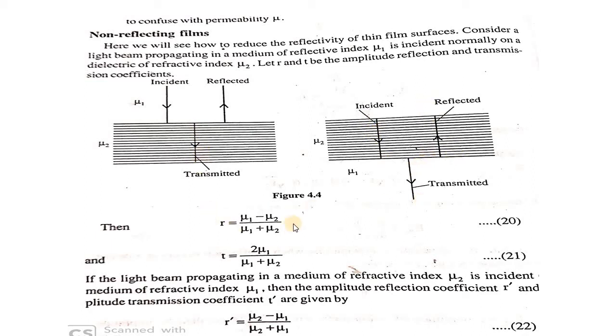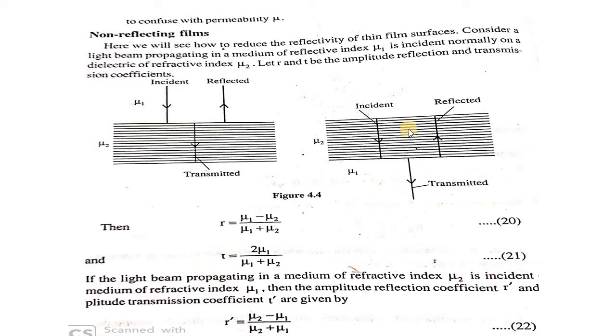And we are having the expression, and I'm not going to discuss how you got this expression, you just take it for granted: R is equal to mu1 minus mu2 divided by mu1 plus mu2, and similarly the transmission coefficient is 2 mu1 divided by mu1 plus mu2 in the first case. And the light beam is propagating in a medium of refractive index mu2 and is incident on a medium of refractive index mu1.